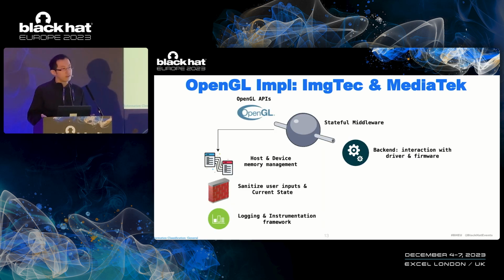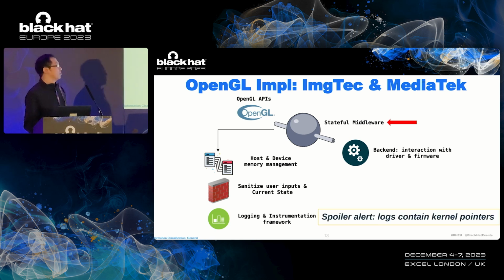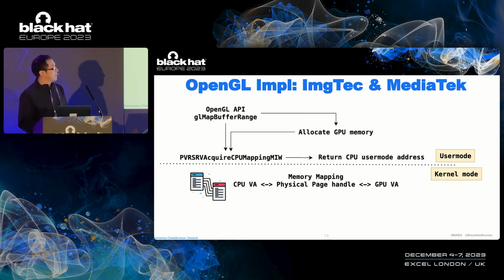So let's take a closer look at the vendor libraries implemented by Imagination Technologies. It basically implements a stateful middleware for implementing all the graphic APIs, including the OpenGL or the Vulkan APIs, and it maintains memory management for CPU or GPU, synthesizes user input and current OpenGL state, and also produces a lot of runtime logs, which have the kernel pointers inside.